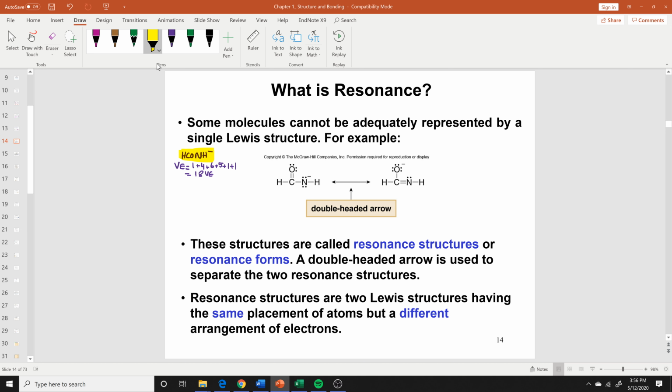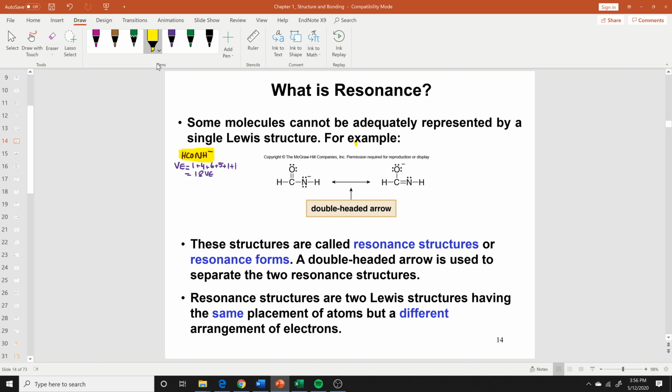As you can see, the connectivity is the same. This means that hydrogen is connected to carbon, carbon is connected to the oxygen, same. See, connectivity is the same. Carbon connected to nitrogen, nitrogen connected to hydrogen, everything is the same. So the connectivity of the atoms is the same. This is the definition of resonance. However, the only difference is the arrangement of electrons.